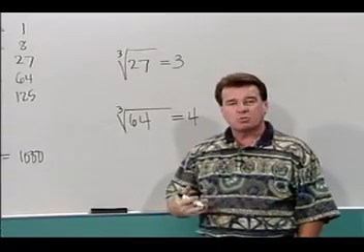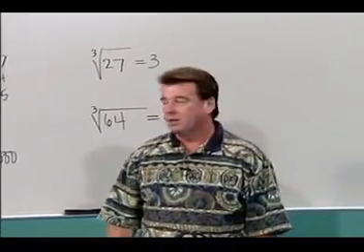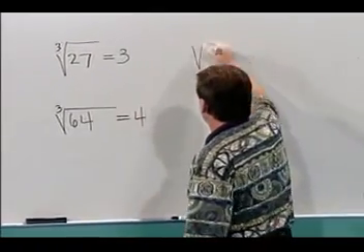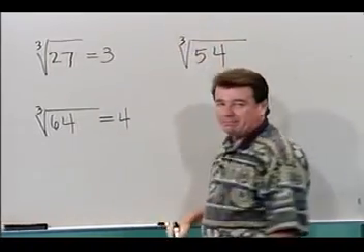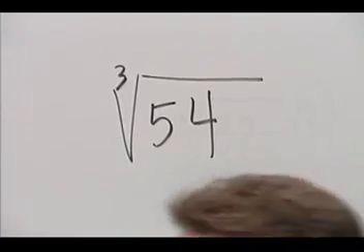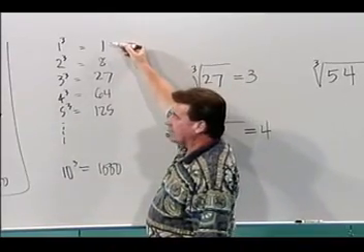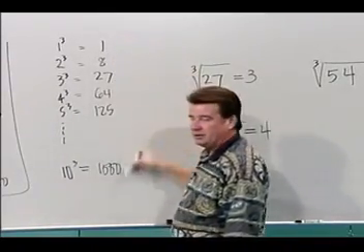Now the question is what if that number is not on our chart? Let's say I had the cubed root of 54. So I come back over here to my chart, and I say, do I have a 54 here? And you say no.